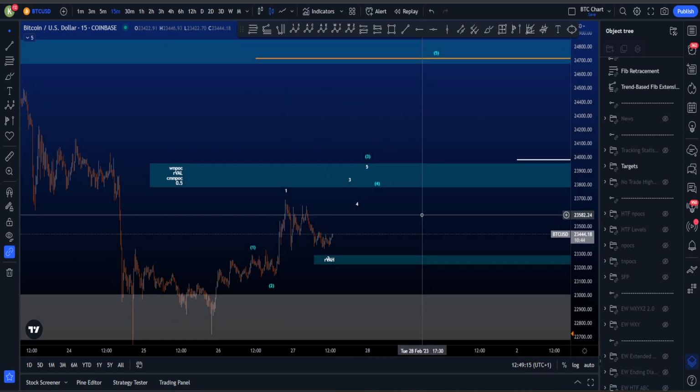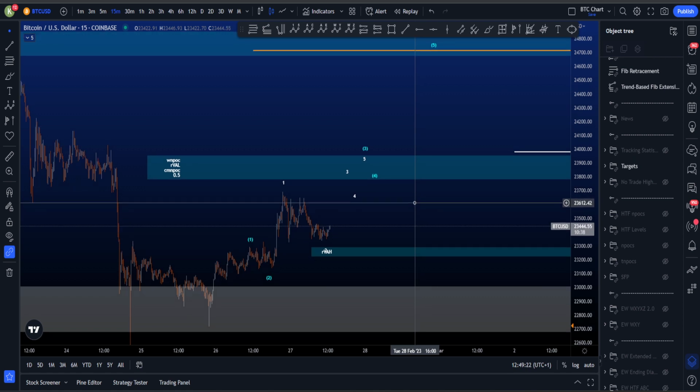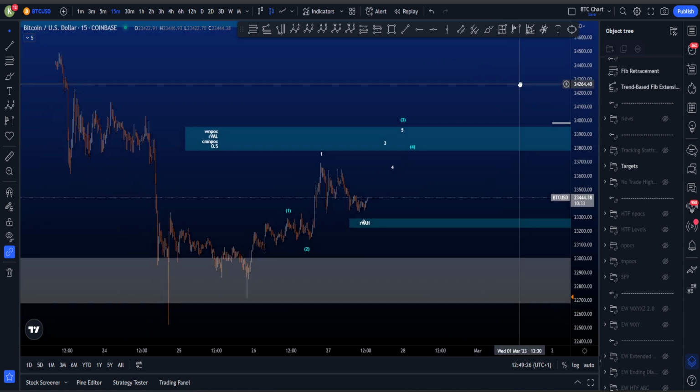We're trying to get the scenarios unfolding in front of us. We're trying to think ahead and think, okay, what might happen? How high can price go in order to be valid for the higher time frame Elliott wave count?